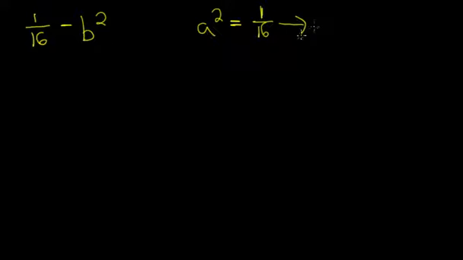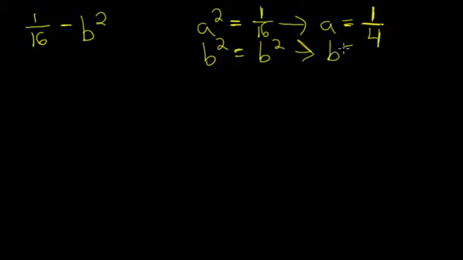All right, now let's look at number 68. 1/16 minus b squared. Well, we have a difference, so it would be nice if these were squared. So if a squared equals 1/16, then a equals, well, the square root of 16 is 4. The square root of 1 is 1, so that's 1/4. And if b squared equals b squared, then b equals b. It's funny when variables match the pattern we're looking at.